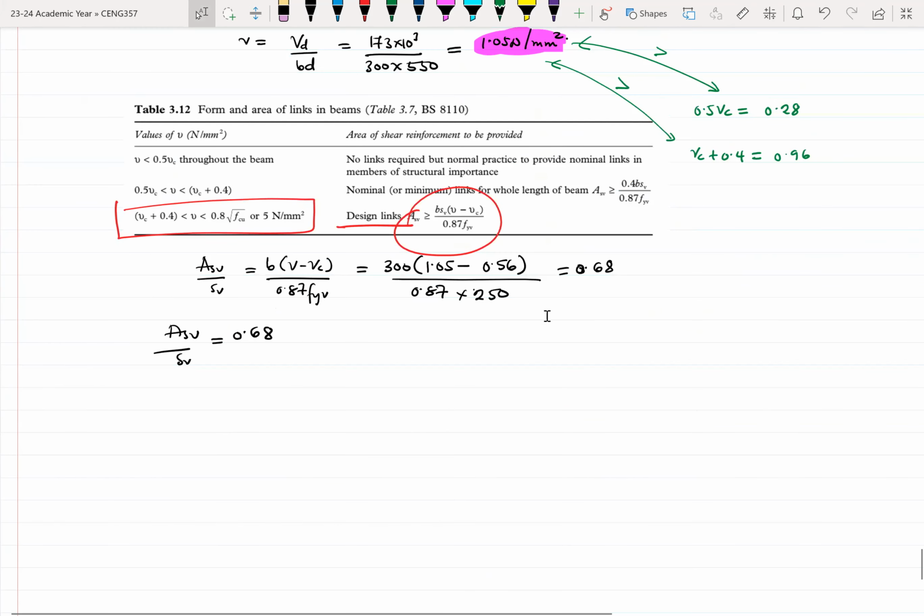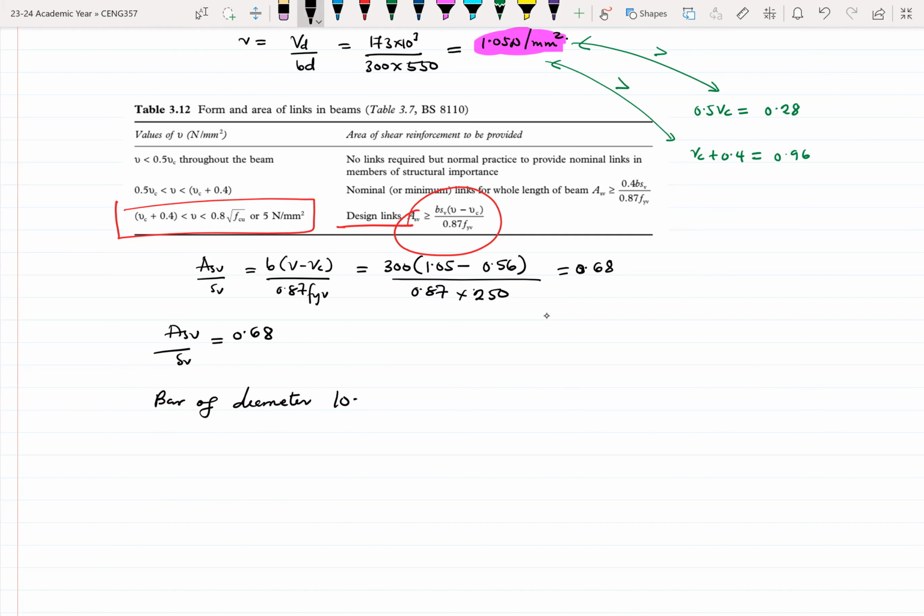So this will give me 0.68. Let's say we are using a bar of diameter 10 mm. If you want to find ASV, you can use a table as we did in the previous example, or we can go through some series of calculations to arrive at that. I always find the table easier.